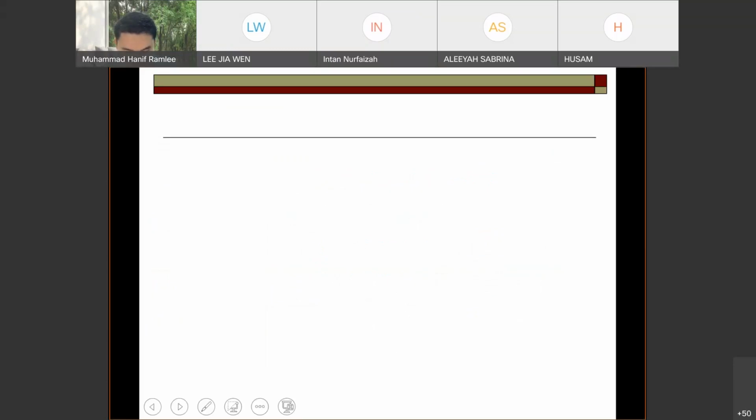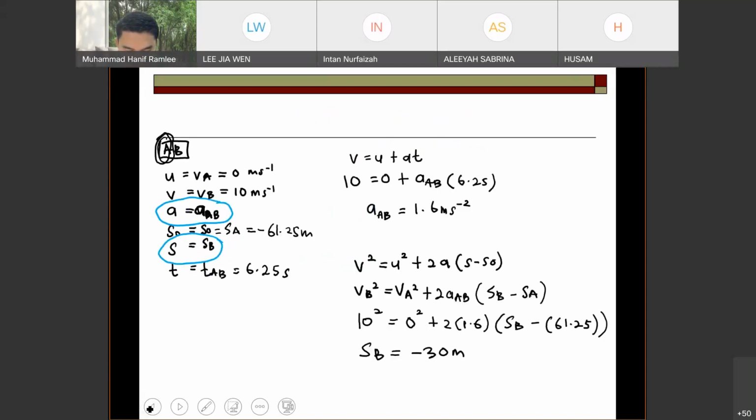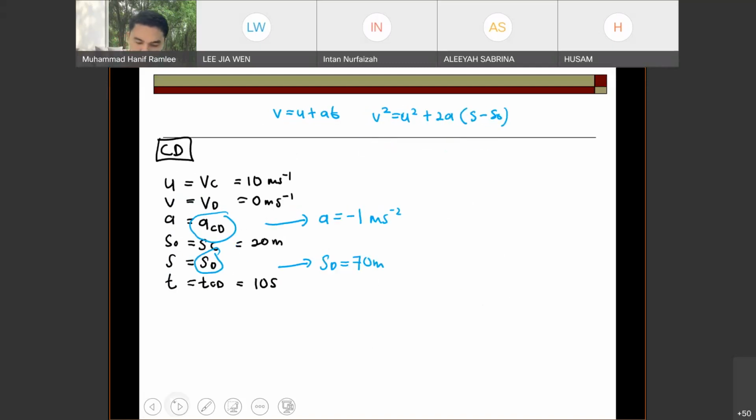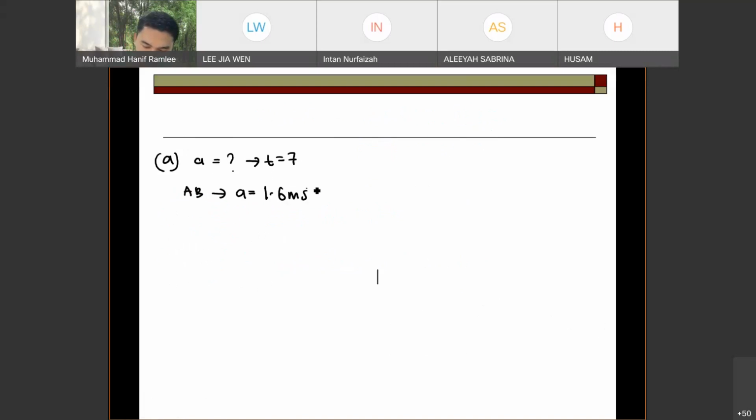So you can write down the answer like this one. The first one. What is A value when t equal to 7? So it is a region AB. So you will get A equal to 1.6 meter per second square. That's it. And what is A when t equal to 20? Sorry, 20.